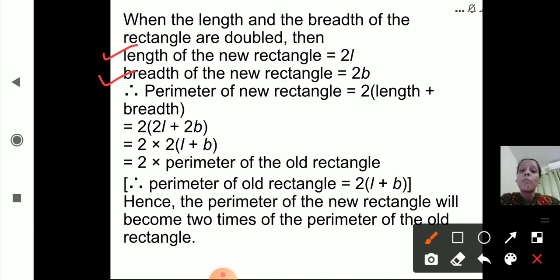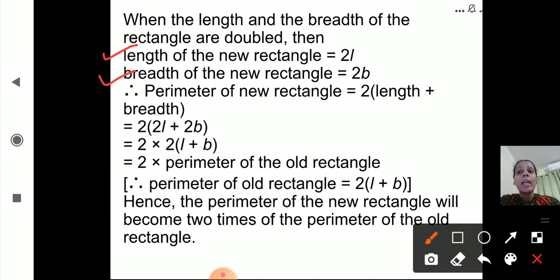Why? Because the breadth of the old rectangle is B, and it is doubled, so the breadth of the new rectangle is 2B. Okay, hope you are clear. First we write the length of the old rectangle L and breadth B. Then we find the perimeter of the old rectangle, that is 2 outside the bracket, inside the bracket, L plus B.